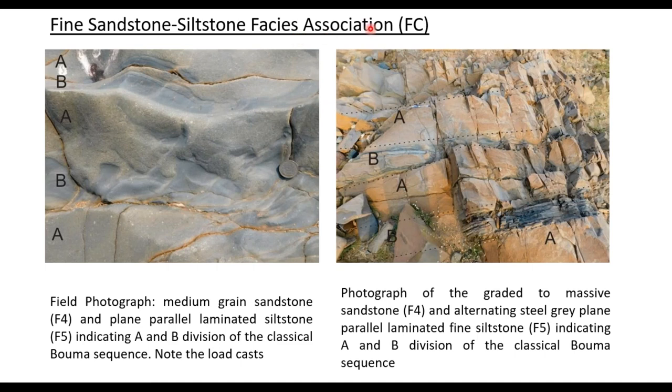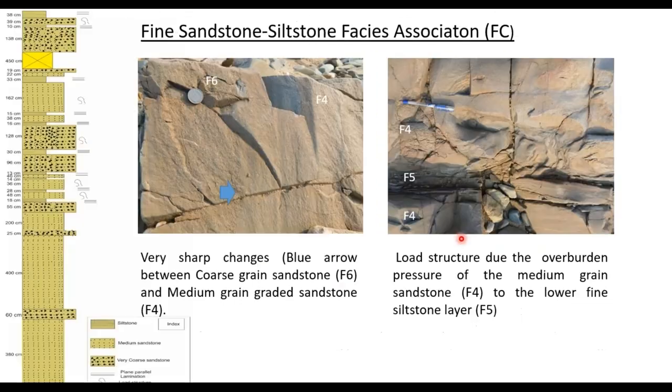And the fine sandstone-siltstone facies consist of F4 and F5. F4 is massive to graded bedding, showing in the left picture the Bouma division A and B. B is developed within the F5 facies, which is showing the deformed slump structure and the flame structure. And the right portion is the very good repetitive unit of A and B division of the Bouma sequence.